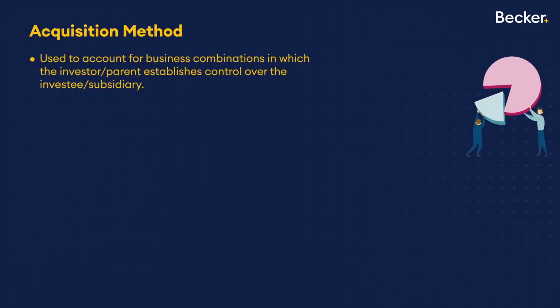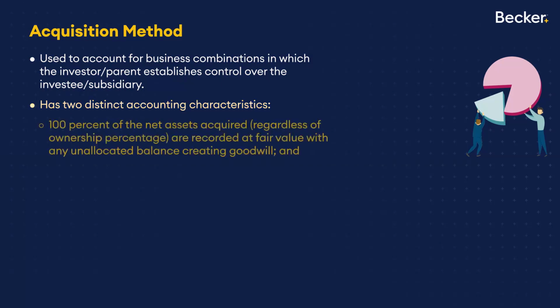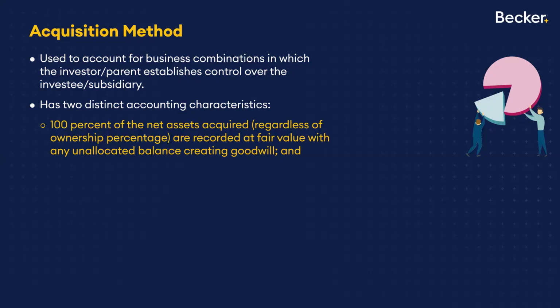Anytime we are combining businesses in which a parent or investor, whatever you want to call them, is establishing control over its investee, which becomes its subsidiary, there are two key characteristics which we follow. Number one, 100% of the net assets acquired. That pays no attention to the amount you actually control. So even if you said, well, I only bought 70%, doesn't matter.